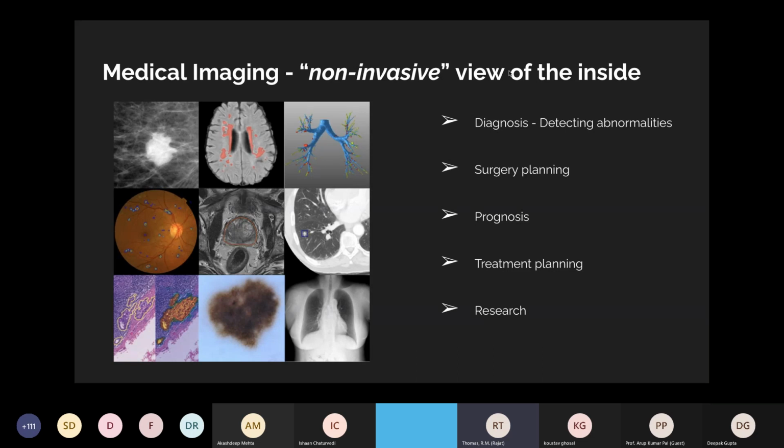So the reasons why you image, as I said, include detecting abnormalities. You need experts to look at the image and say, oh, this doesn't look like it's supposed to look, and therefore there's a problem. A classic example is brain tumors. When you take an image, you clearly see a tumor popping up, and they say, oh, there's a problem.